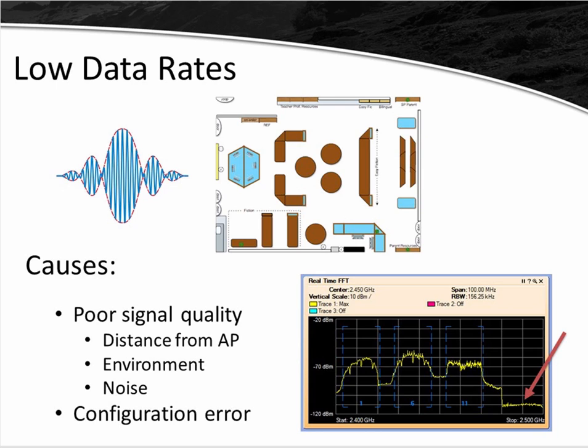So if the signal itself is weak at the location, then you're going to have a noise floor, and the difference between that signal and noise floor is your SNR. If you have an SNR of 10 or 15 dB, you're going to find yourself at those lower data rates. If you have an SNR of 20, 25, certainly 25 or higher dB, you're going to be able to hit some of those higher data rates. Of course, the noise floor is a factor in that equation, and we see it here in a real-time fast Fourier transform screen. Also, low data rates can be caused by a configuration error, meaning that you're allowing them. So we'll talk about that here.